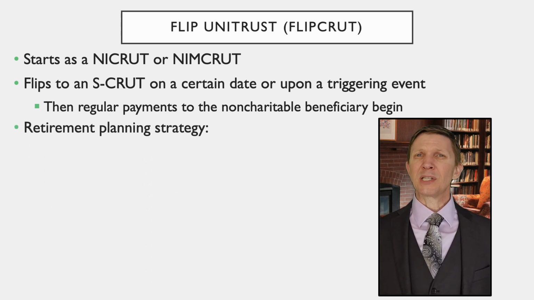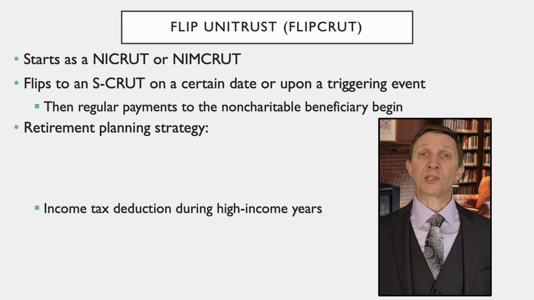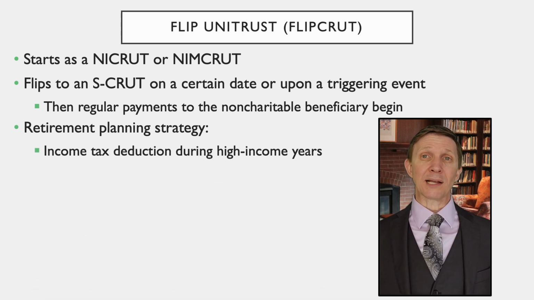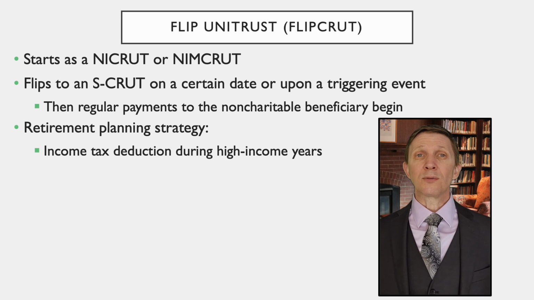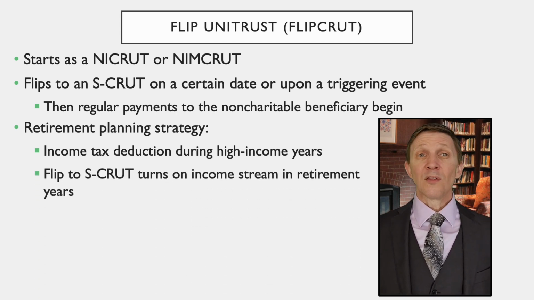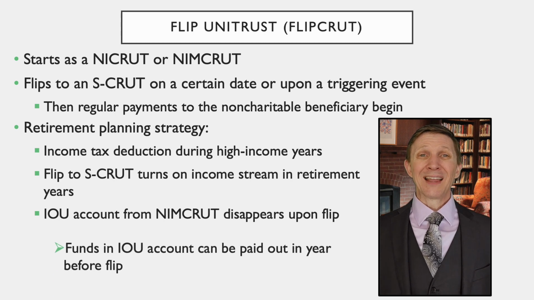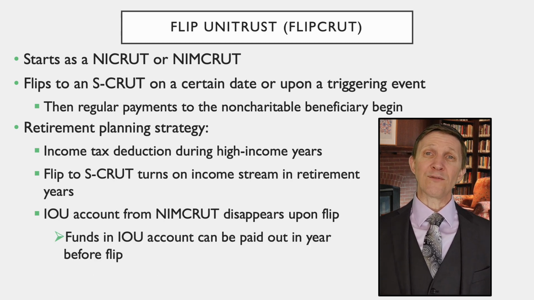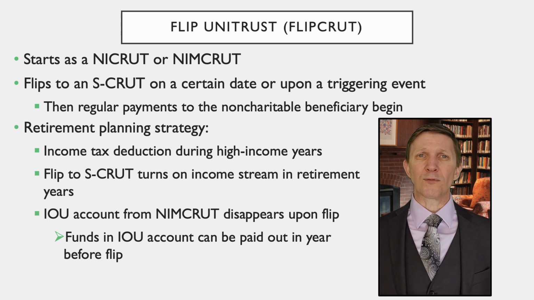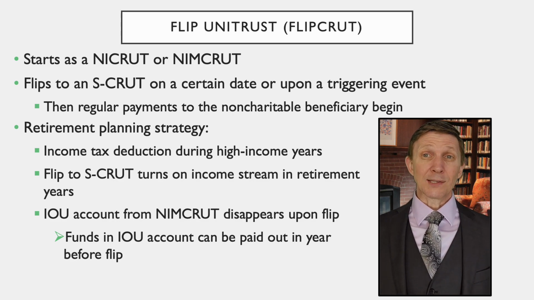This is an excellent retirement planning strategy. During their high income earning years, the donors establish the flip CRUT and claim an income tax deduction. When the donors retire, the trust flips to an SCRUT and becomes a regular source of income for them. The IOU account from a NIMCRUT disappears upon the flip, but if the donors wish to collect from the IOU account, they can arrange to do so in the year before the flip. This makes the flip CRUT an extremely flexible planning tool for obtaining tax advantages, preparing for retirement, and supporting charity.